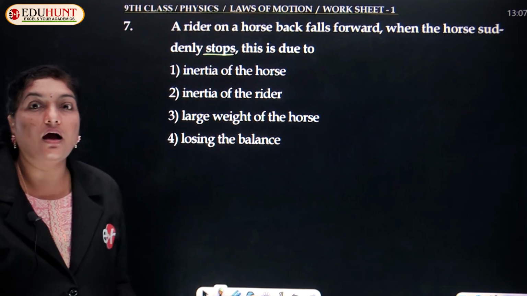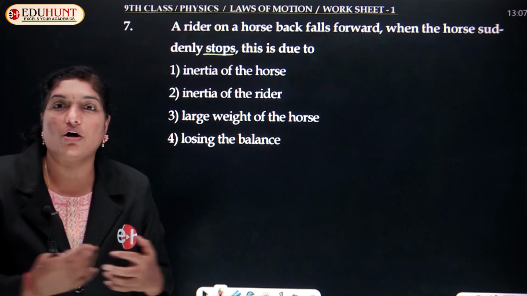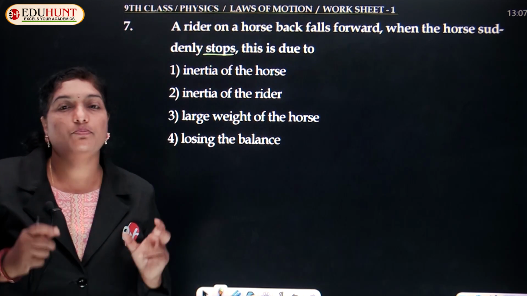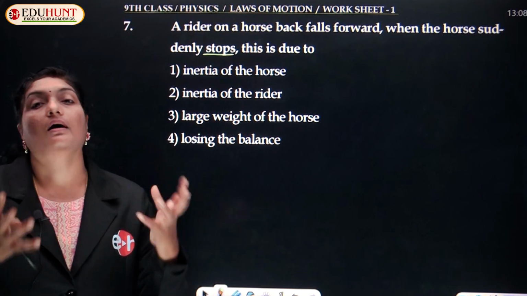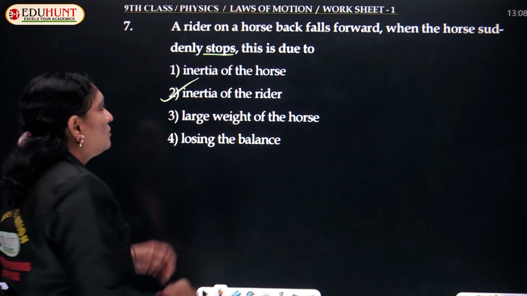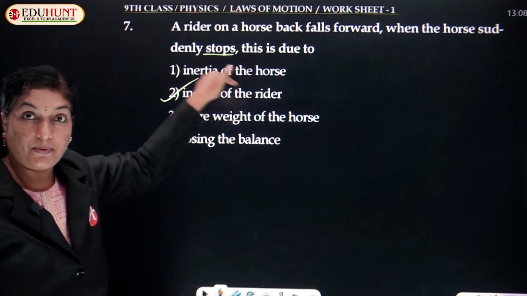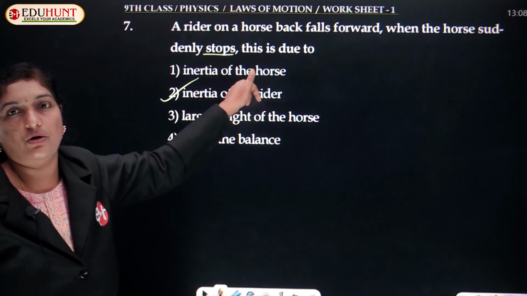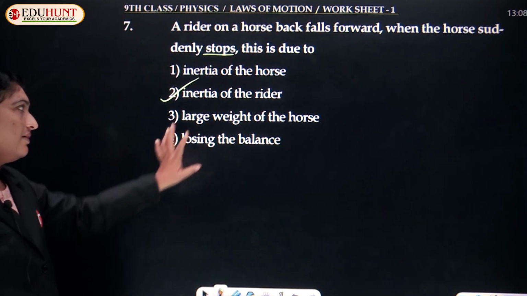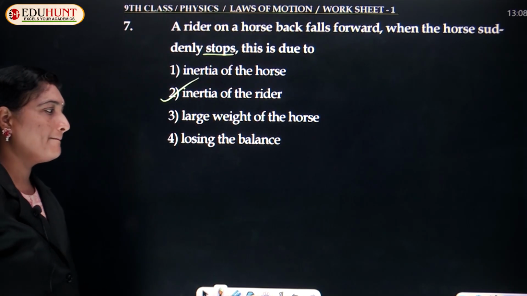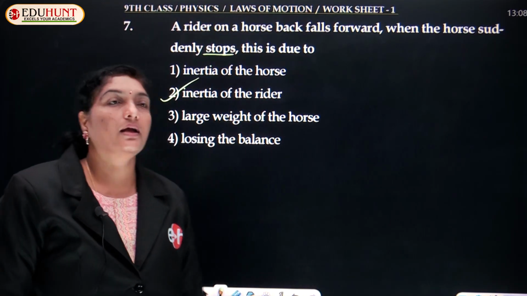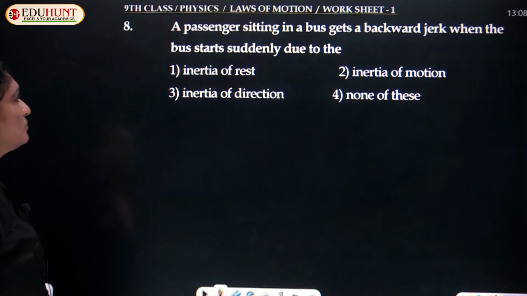So this is due to the... who will fall forward? The rider will fall forward. So due to the inertia of the rider, he falls forward. The correct option is not the inertia of the horse. The rider falls forward because of the inertia of the rider, not the large weight or losing balance. I hope the concepts are clear, children. Now let us move to the next question.